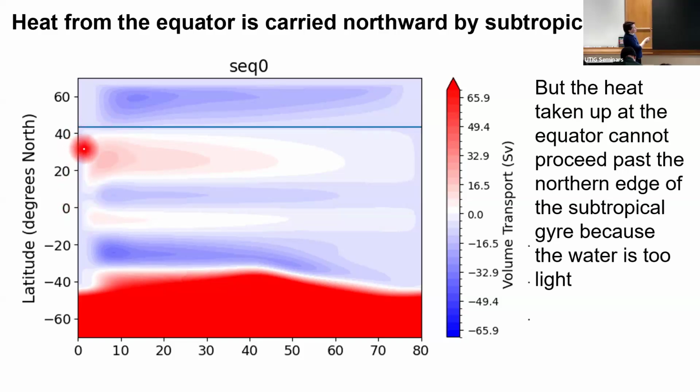But this warm water is too light. It cannot get past 40 north. This water at the surface is very cold. And so this water that's light and that's going northward, it has to reach the surface, get colder, and come back. And so the subtropical gyre can move this heat that we got from the equator northward, but it can't reach the North Atlantic.